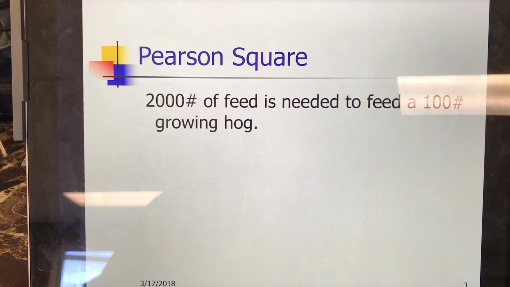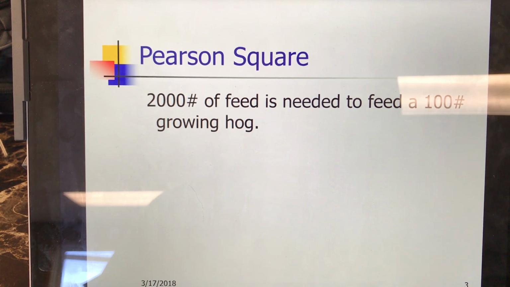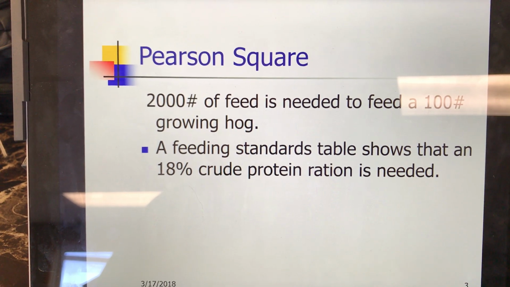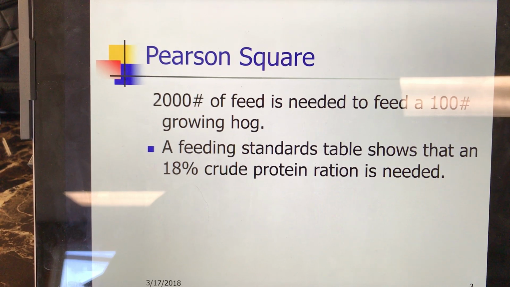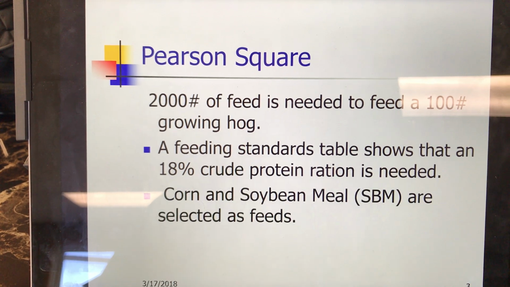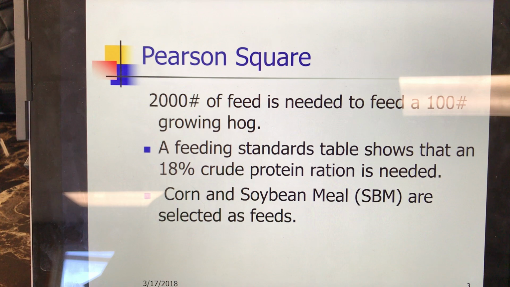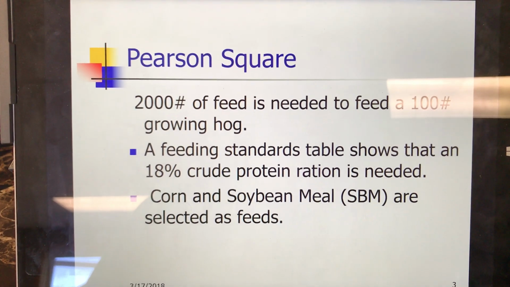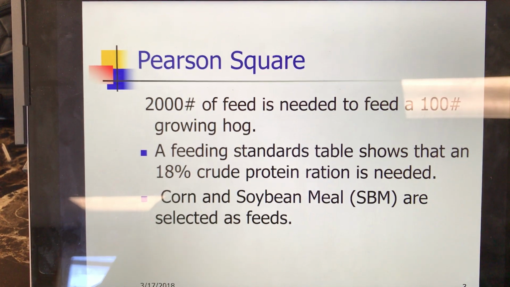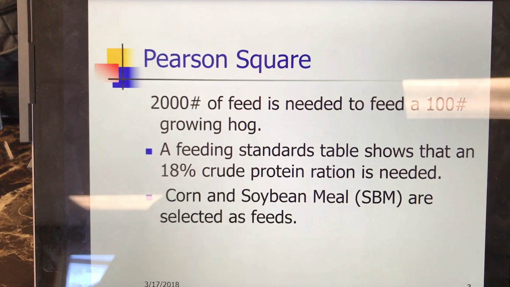So in this example, we have 2,000 pounds of feed needed to feed a 100-pound growing hog. So we're trying to make sure that this hog has the proper nutrients needed. It tells you that the feeding standard here is that a growing hog needs 18% crude protein, okay, and that will become important later. Corn and soybean meal are the two feedstuffs that we're selecting to use here. Two of the more common feedstuffs that we talk about when feeding livestock. And so for this example, we're going to use corn and soybean meal.